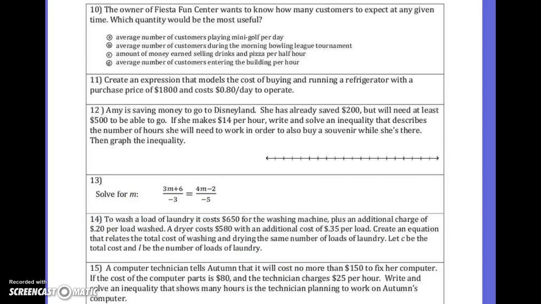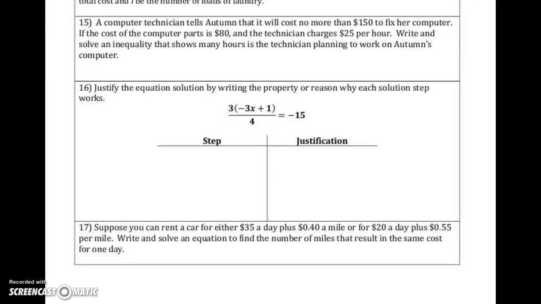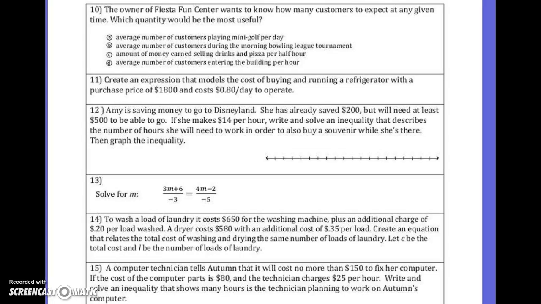Next one, number 15. Or 14, sorry. I think I've got this one on the next. Nope. I'm going to do it on this page. To wash a load of laundry, it costs $6.50 for the washing, plus an additional charge of 20 cents a load. So it's $6.50 plus 20 cents a load. It's every load, 20, 20, 20. You don't know how many there are, so you got to have a variable.